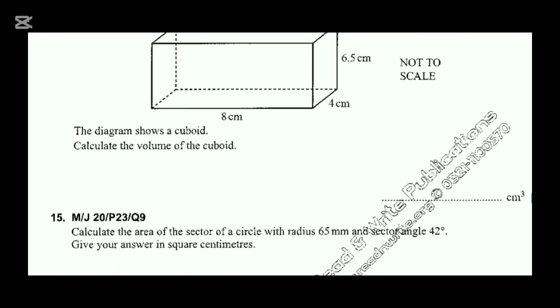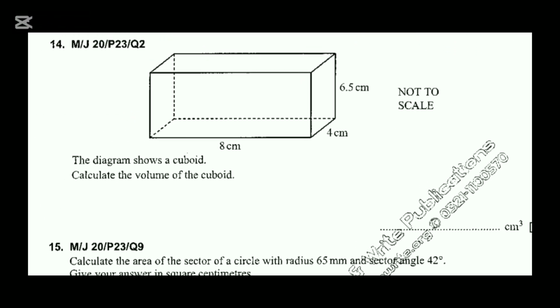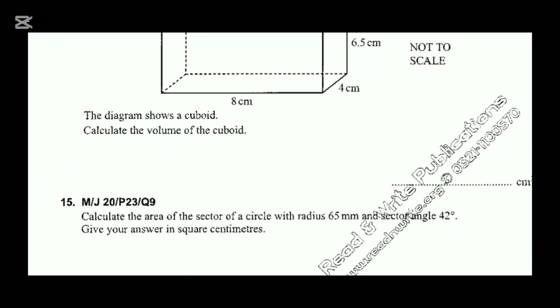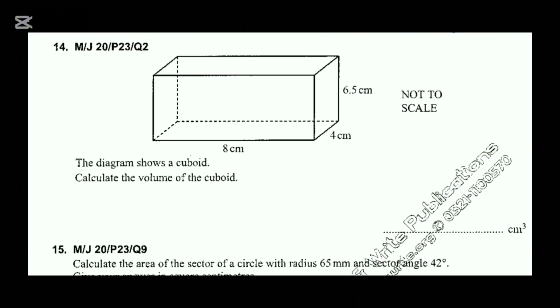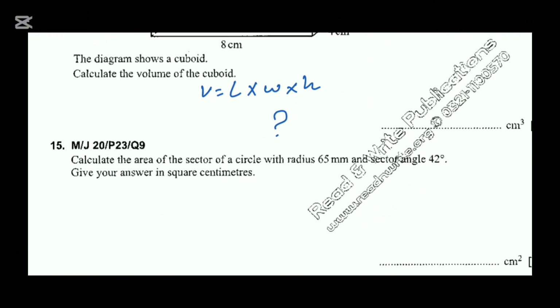Next question, this is also very easy. Cuboid, we have done many questions of the volume of cuboid. We have done the question of area of cuboid actually. So the volume of cuboid formula is length multiply width multiply height. So you will get your final answer.